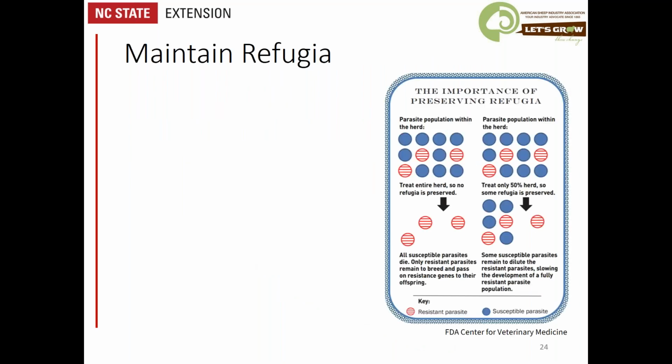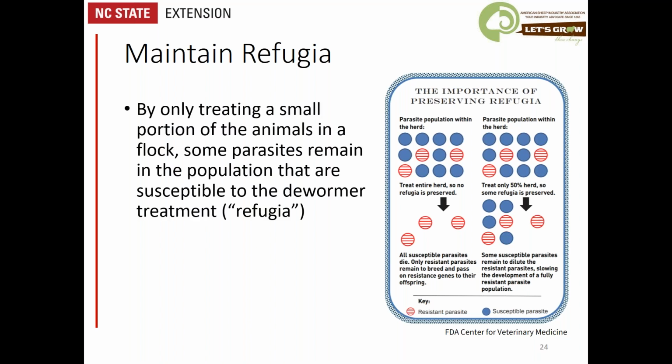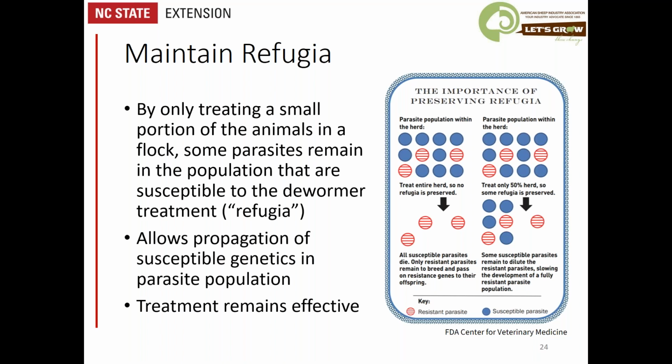So this refugia population, I found this example was put together by the Center for Veterinary Medicine, and I think it does a really good job illustrating this refugia concept. And so if we look at the chart here on the right, let's look at the column on the left there. So let me get my laser pointer here. There we go. So let's look over here first. So these blue dots represent susceptible parasites to our dewormer. The red dots represent resistant parasites to our dewormer.